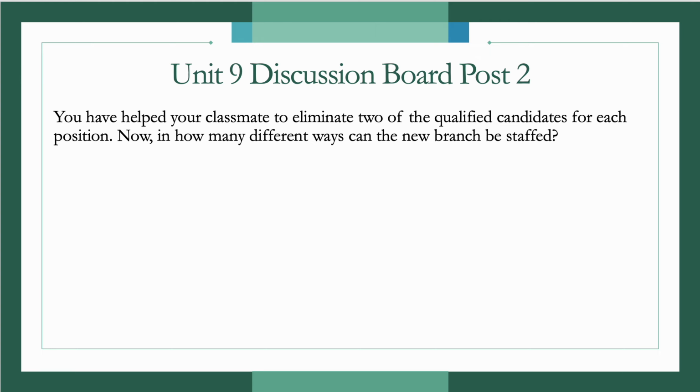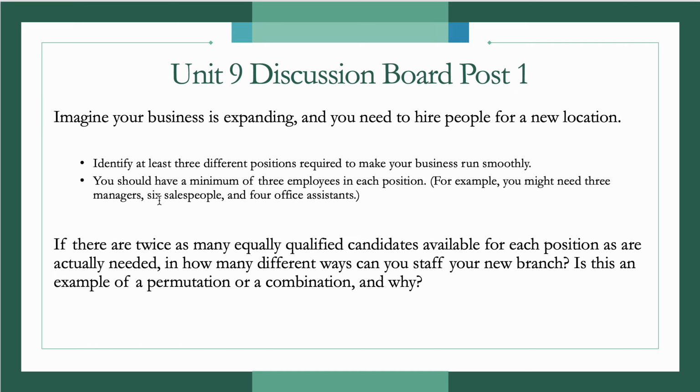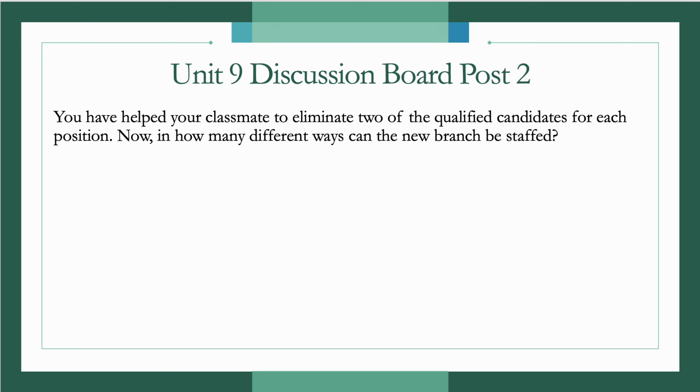In your second post, you're going to pretend that you interviewed 2 people for each position, and you cut them. So I would have 1 manager, 4 salespeople, and 2 assistants in my reply. How many different ways can you branch it? So again, determine if it's a combination or a permutation based on what we just walked through.